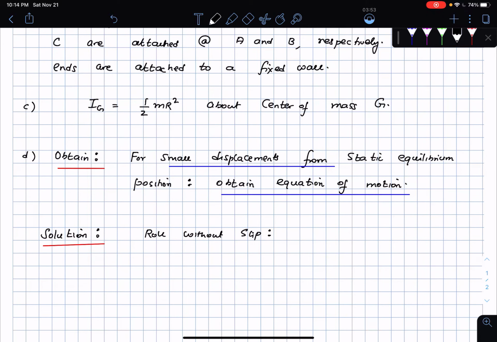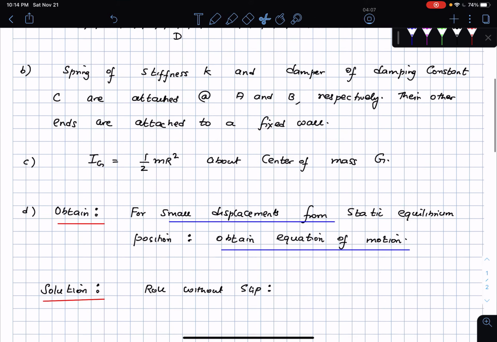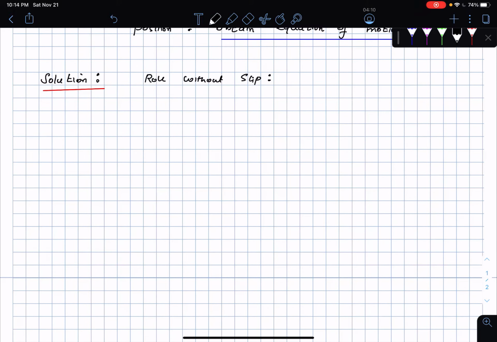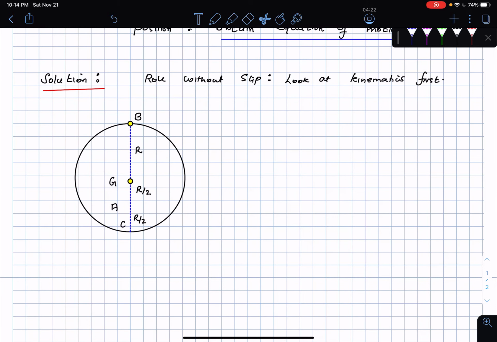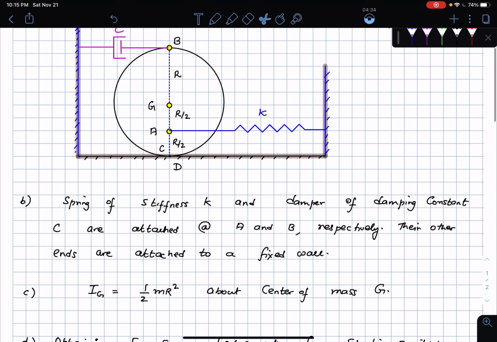Let me take the disc from above with all these labels on them. I'm hoping I can capture all of these labels without capturing too many of the other things. I'm going to do the kinematics first. Rolling without slip, look at the kinematics first. So here is a disk. I did not capture the flat ground, but I want to copy that and paste that here, and bring it down here so that that distance is r by 2 and r by 2, and then I'll bring the ground as well.